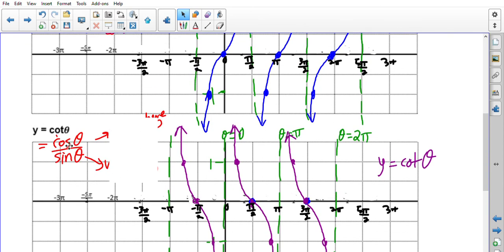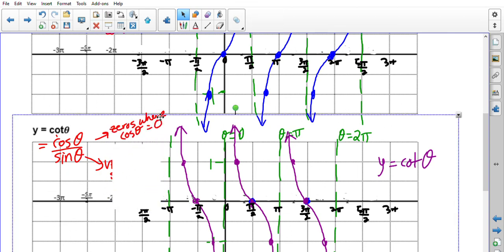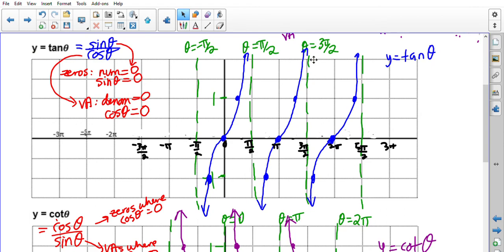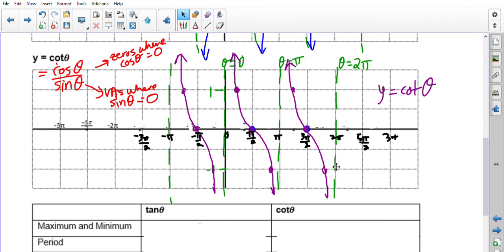So remember, cotangent is cos over sine. So in cotangent, you should have zeros wherever the numerator equals 0, and that's true. We had at negative pi over 2, pi over 2, 3 pi over 2. And in cotangent, since sine theta is in the denominator, wherever sine equals 0 is where you should have a VA. And that did switch. Now we have a VA at 0, pi, and 2 pi. So just keep in mind, tangent has the increasing S-shaped look, cotangent has the decreasing S-shaped look.